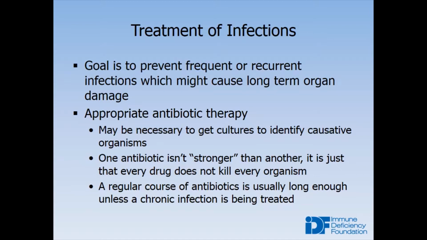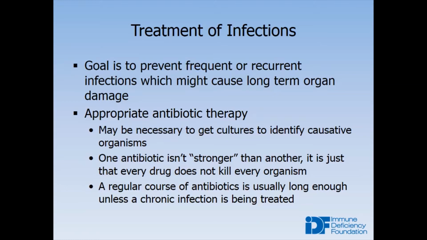And people always say, well, I needed the big antibiotic. I needed the really strong one. There's no such thing as a really strong antibiotic. It's just that every drug doesn't kill every organism. And if you've got an unusual organism, you might need an unusual antibiotic. But one isn't stronger than another. I think that's a thing that people have in their head, I needed a really strong one. Not. It's the appropriate antibiotic.